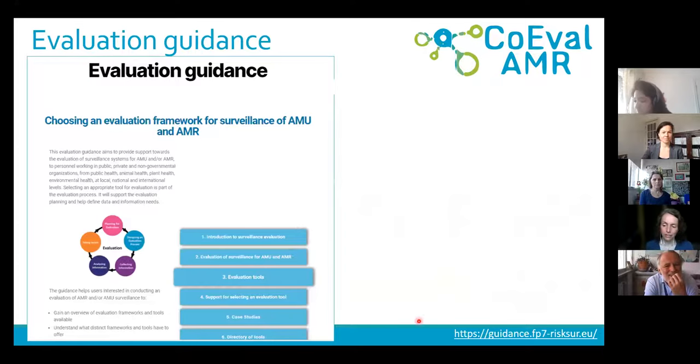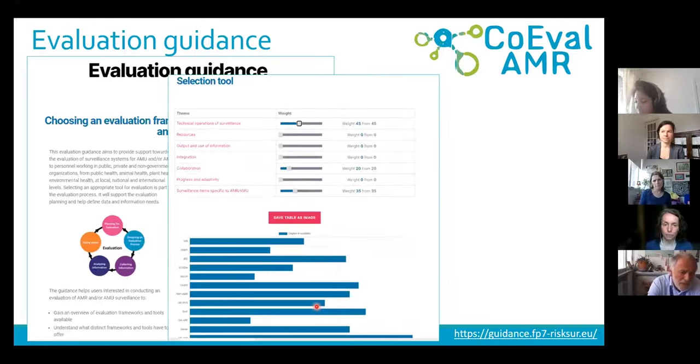For the evaluation guidance, you have the link here at the bottom. If you want to have a look, you will see that you get to a homepage, which is called Evaluation Guidance. And there you will have a menu with the different parts of our guidance. The first one refers to an introduction to surveillance evaluation. Then we have something more specific on the evaluation of surveillance for AMU and AMR. Then we have a list of existing evaluation tools, and then the support for selecting an evaluation tool, the case study, and the directory of tools.